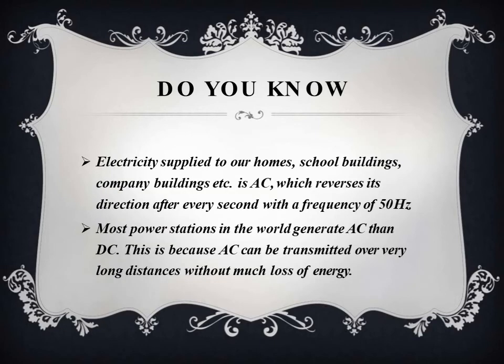Do you know? The electricity supply to our homes, school buildings, company buildings, etc. is AC, which reverses its direction every second with a frequency of 50 Hz. Most power stations in the world generate AC rather than DC. This is because AC can be transmitted over very long distances without much loss of energy, whereas DC loses energy whenever we try to transmit it over long distances.